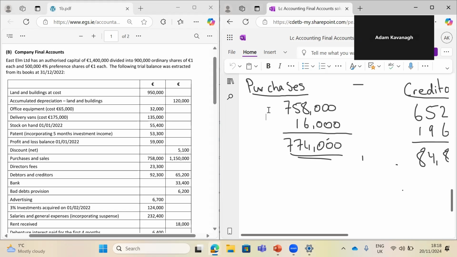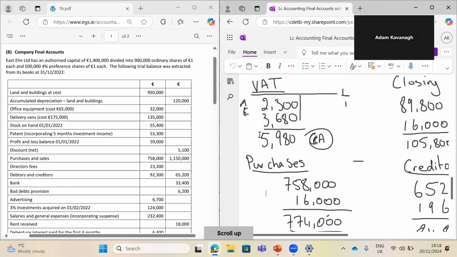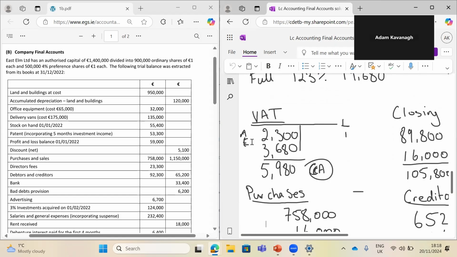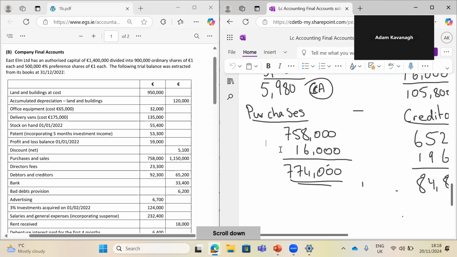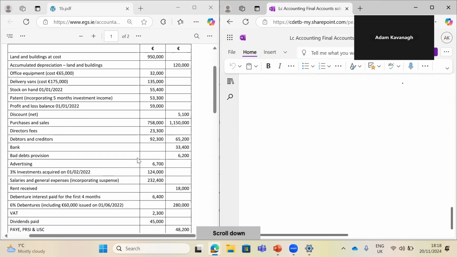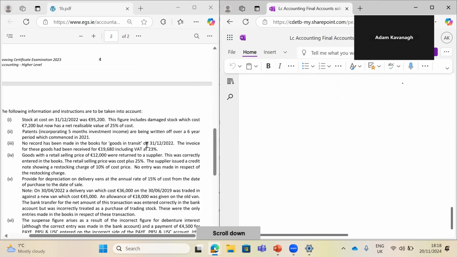So in the previous video, we went through adjustment one, two, and three. We finished up here with the adjustment change, VAT, closing stock, creditors, and purchases. So here we're just going to start with adjustment number four, which is to do with goods with retail selling price of €12,000 were returned to a supplier.